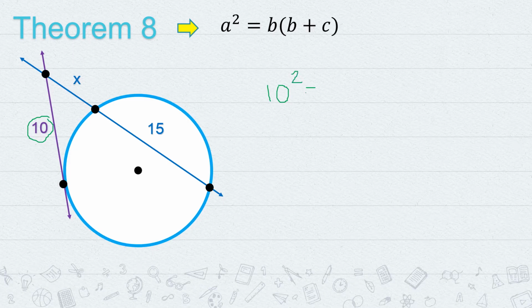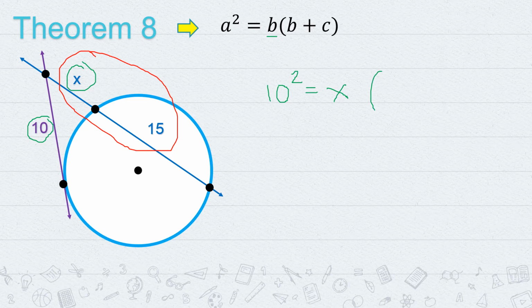Then equal to, first is our exterior secant that has a measurement of x, then multiplied by the sum of our entire second segment, which is x plus 15. So next, we further simplify our equation. For the exponential part, we simplify 10 squared. So 10 times 10 is 100.